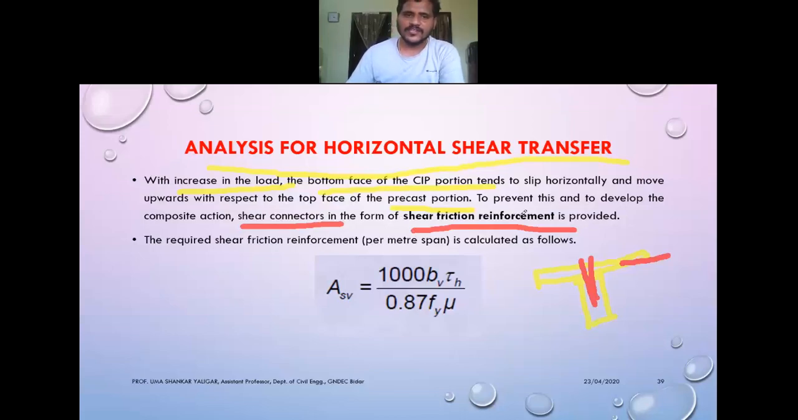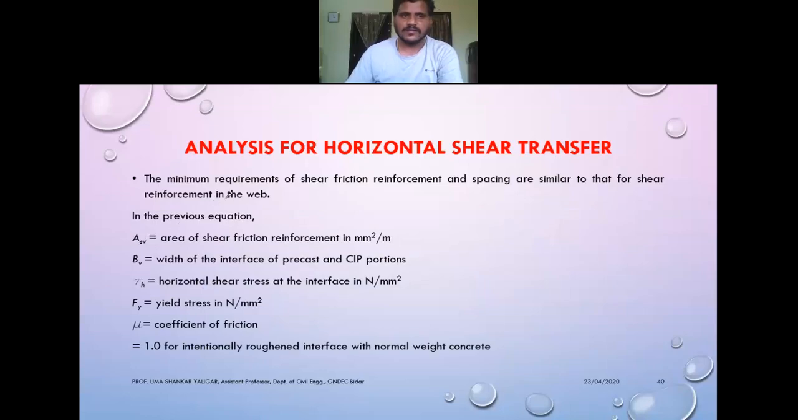Then how to calculate this reinforcement? The required shear friction reinforcement per meter span is calculated using this expression: 1000 BV by tau h 0.87 Fi mu. By using this expression, you can calculate the shear friction reinforcement. The minimum requirements of shear friction reinforcement and spacing are similar to those of shear reinforcement in the web. The spacing and minimum shear reinforcement are the same as your normal shear reinforcement in the web.